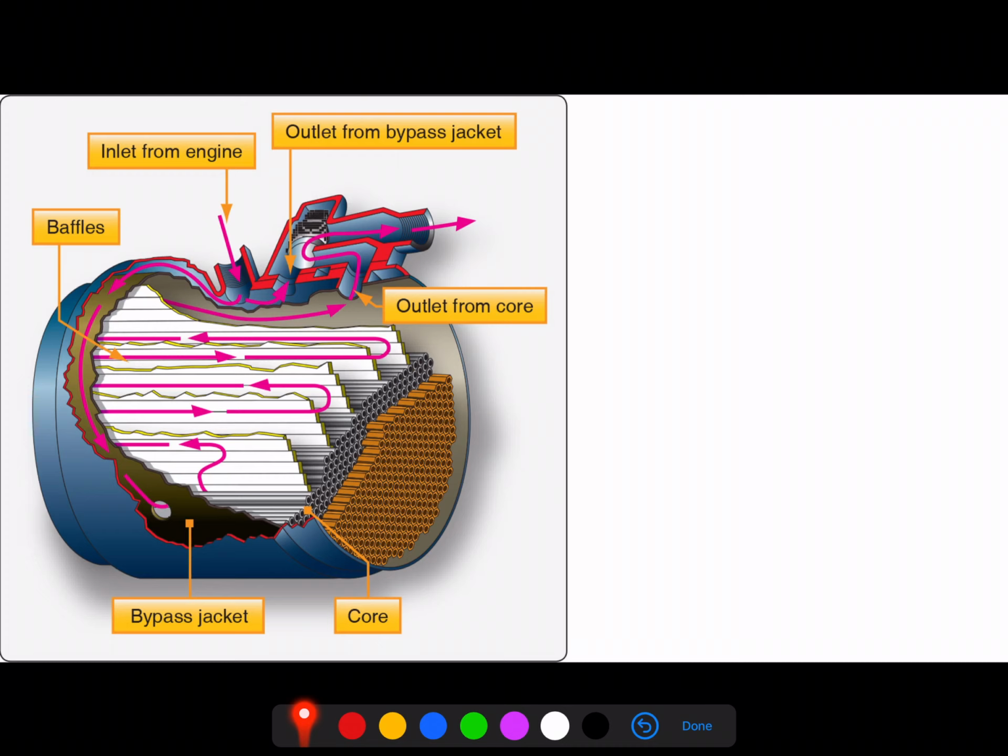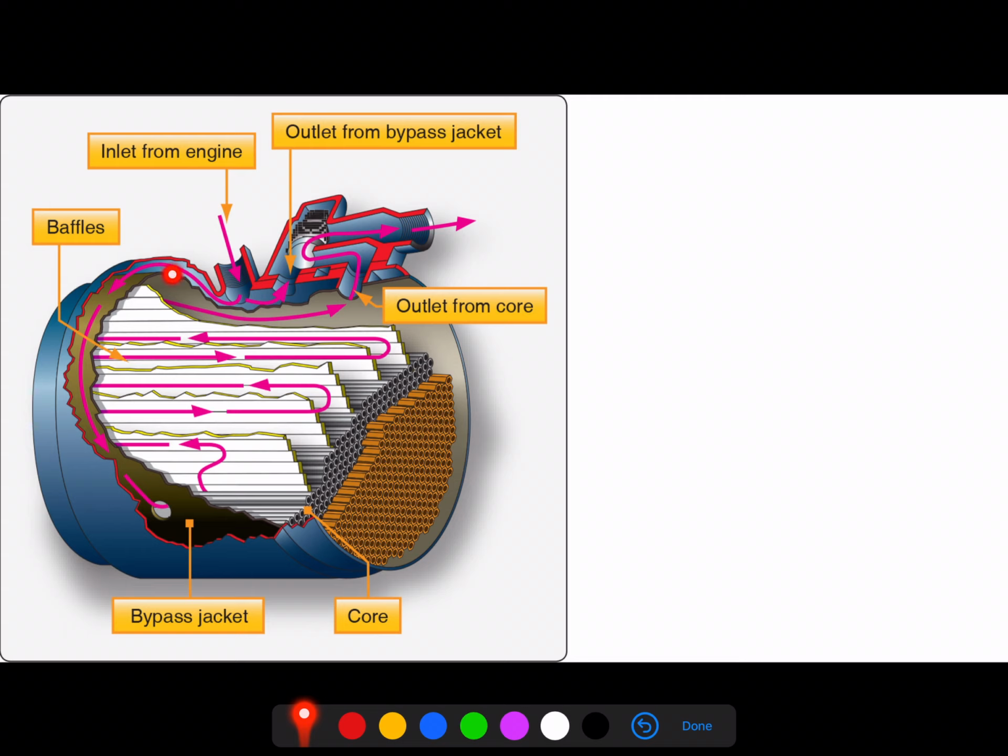We have oil that comes in from the engine, and we have a couple pathways for that oil to take. We have our control unit, which is mounted on the oil cooler itself, which is going to regulate flow through the cooler, and it's also going to regulate the amount of cooling that's imparted to the oil. It does this by changing the flow.